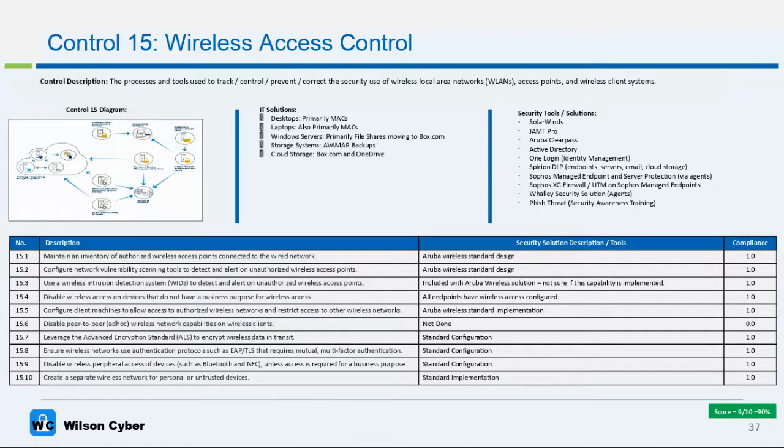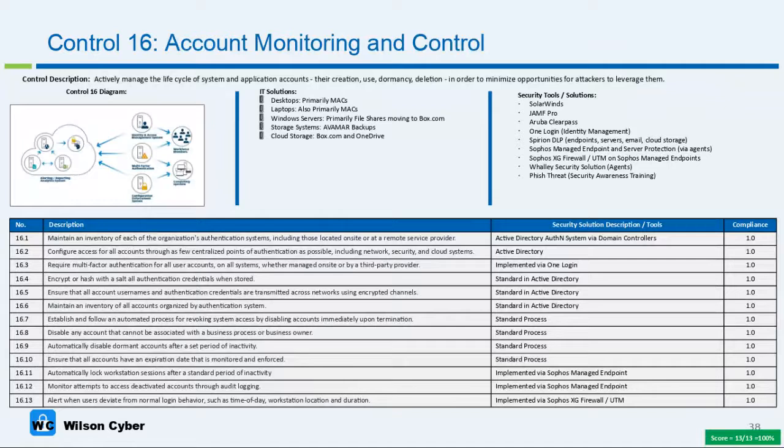Once again, we're already scoring 90% on wireless access control, primarily because of Aruba. Control 16 is account monitoring. Actively manage the lifecycle of system and application accounts, including their creation, their dormancy, and their deletion, in order to minimize opportunities for attackers to leverage them. For account monitoring control, we're scoring 100%.